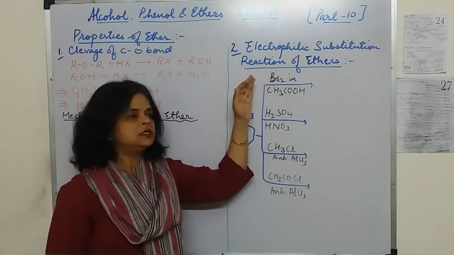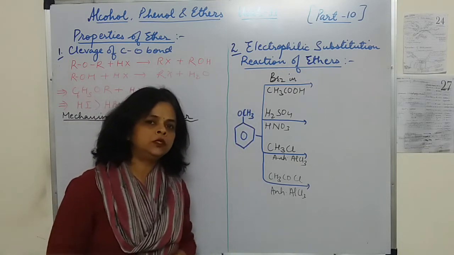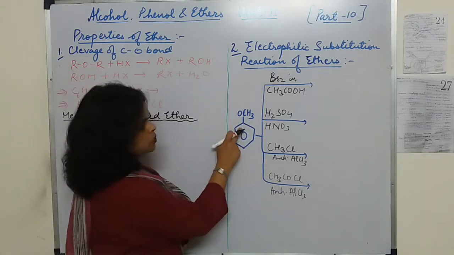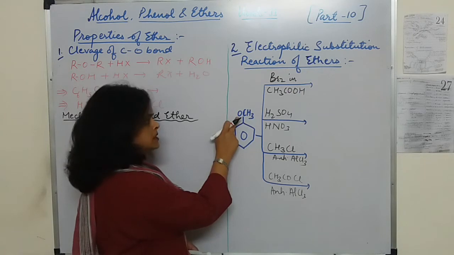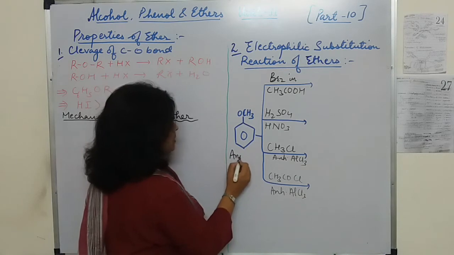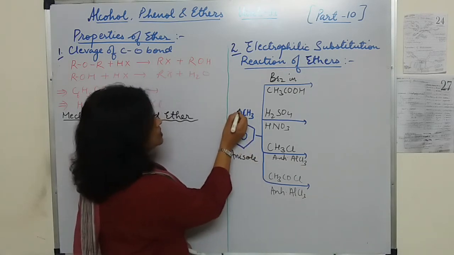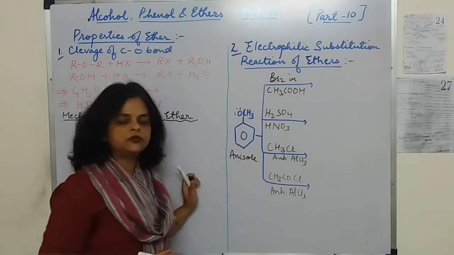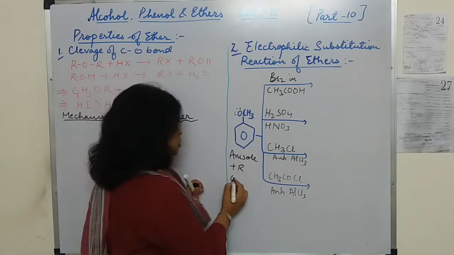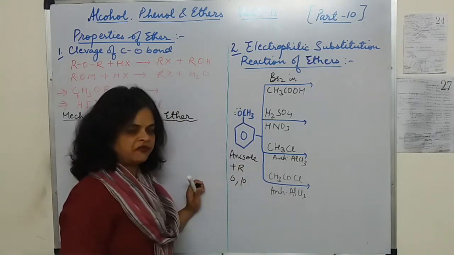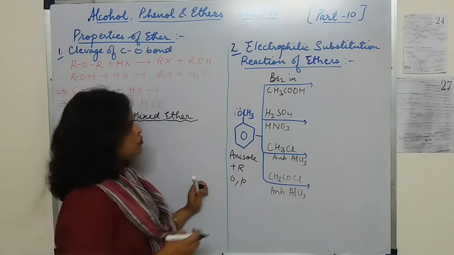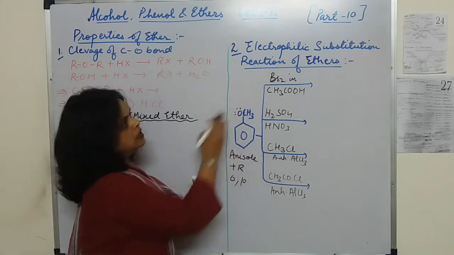Like phenols, they also have two lone pairs of electrons on the oxygen. Suppose you have anisole, where oxygen has a phenyl group on one side and a methyl group on the other side, that is called anisole. This oxygen has the same two lone pairs of electrons as in phenols, and because it has the +R effect, it has an ortho-para directing effect. So it directs the incoming electrophile to its ortho and para positions. We have four reactions which come under this category.